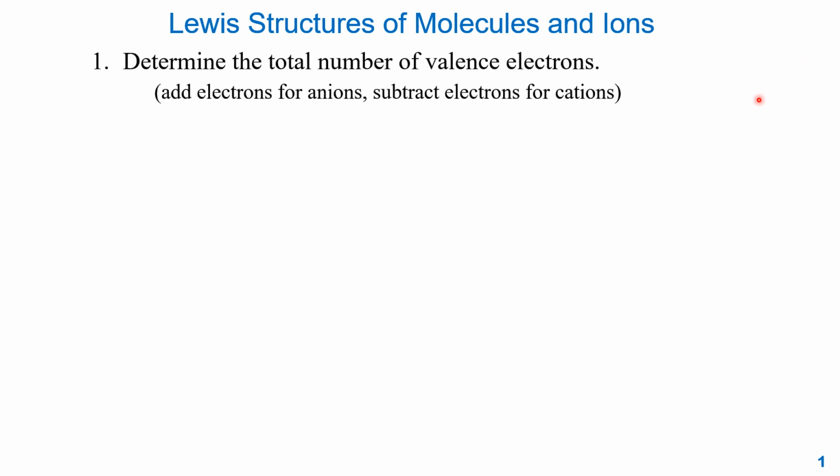First step, you need to determine the total number of valence electrons. Make sure you add electrons for an anion and subtract electrons for a cation. So if you have a negative 2 charge, you have to add 2 electrons to the total number of valence electrons. If you have a plus 3, you have to subtract 3 electrons from the total valence electrons. We will have some examples like this.